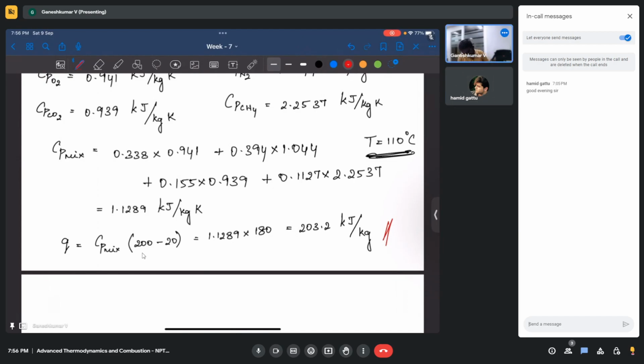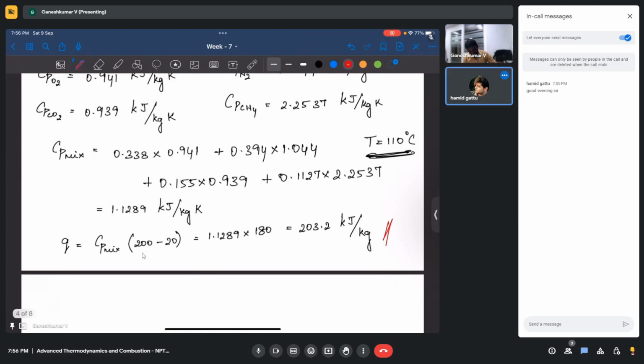So 200 degrees Celsius, right? 200 plus 273 is 473. Minus 20 plus 273 is nothing but 293. So 473 minus 293 is still 180, right? Yes, actually, sir, I took the sum first and then I converted that, so that's why. Oh, okay. So delta T will remain the same even if you take degree Celsius.